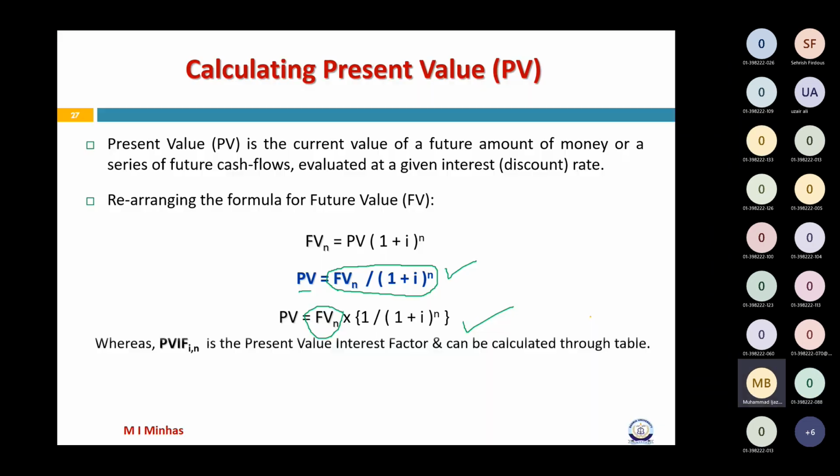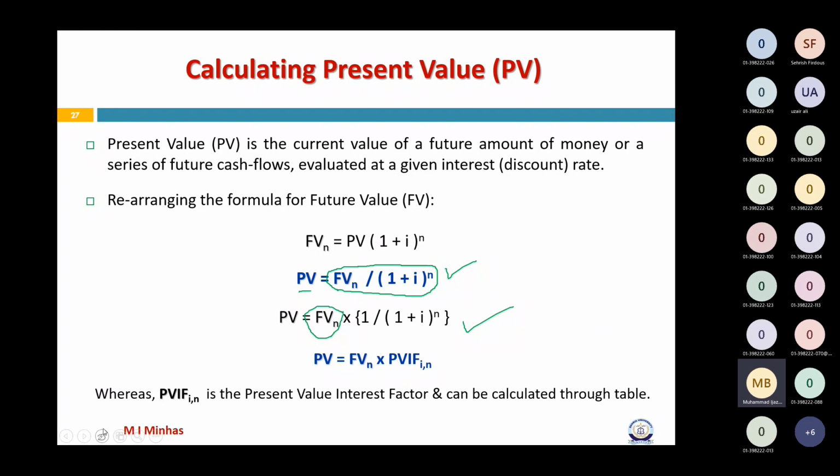So now I'm going back to the screen, and let's have a look at this. This was the basic formula for future value calculation. And we only switched this term, 1 plus I raised to the power n, on the other side of the equation, and we got the formula of present value: present value is equal to future value divided by 1 plus I raised to the power n.